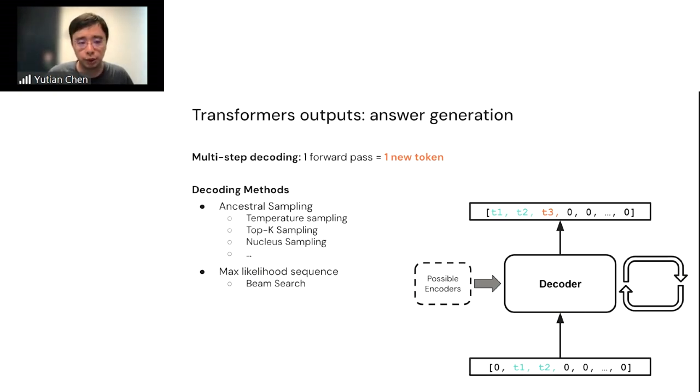There have been a lot of decoding methods to get better or more meaningful answers from the input. For example, the family of ancestral sampling methods generates one token at a time, and people have introduced different kinds of methods, such as temperature sampling, top-k sampling, and nucleus sampling. The other approach is to try to find a sequence that maximizes the likelihood instead of greedily generating token by token. People can use beam search or more advanced search algorithms to find the optimal sequence.